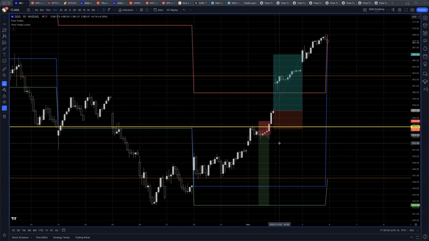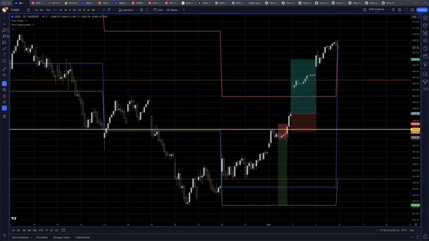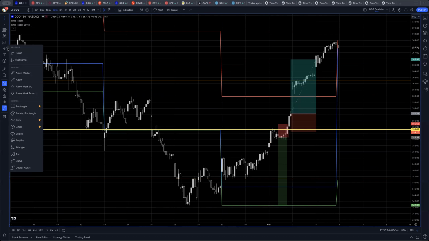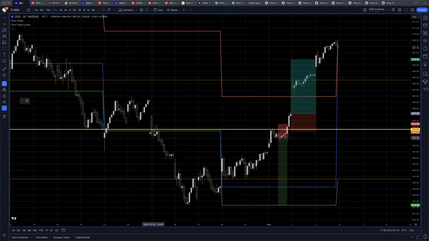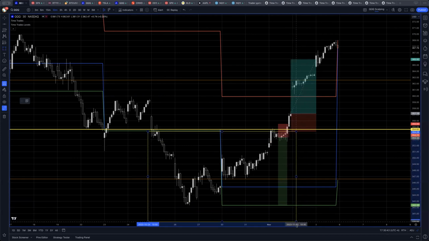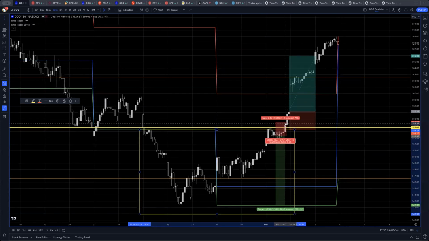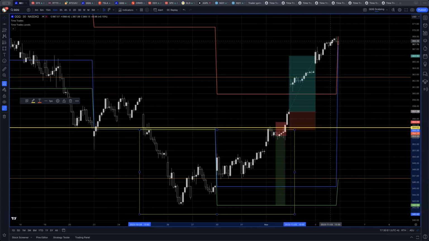So what's happening here is all of this volume down here. So if we go and draw a rectangle, all of that volume down there realizes they're trapped right here. And that's what triggers this massive rally.